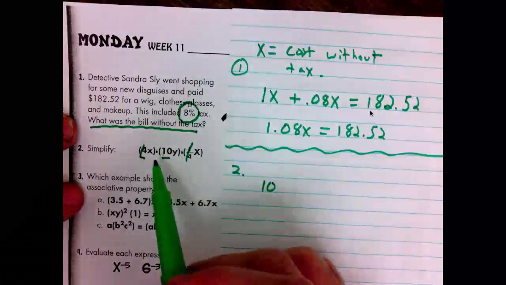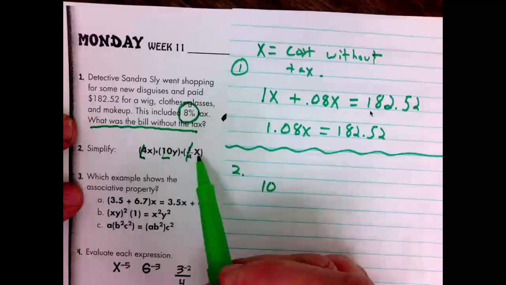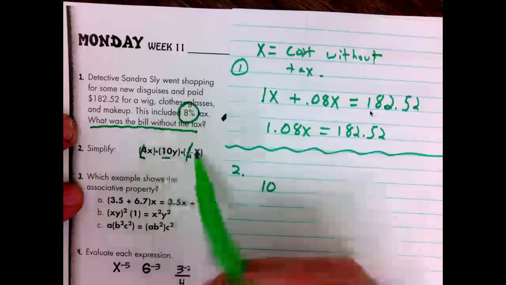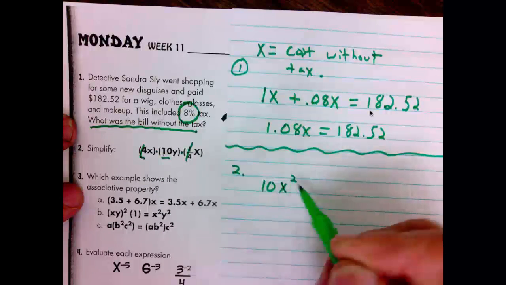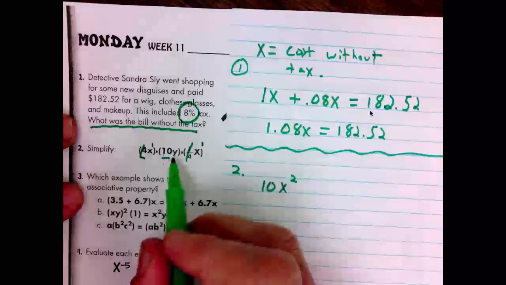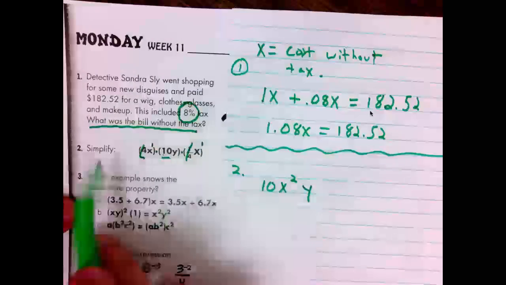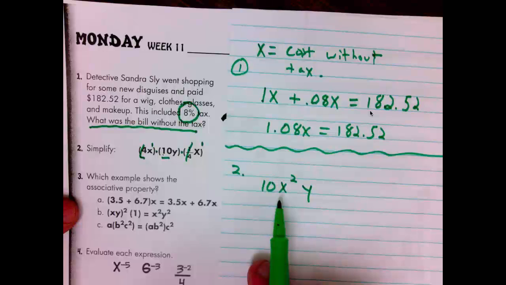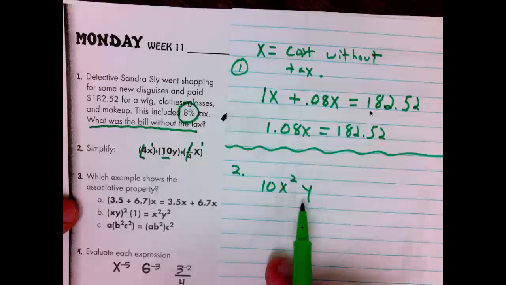Now the variables. This is a little x, and that's a capital X. I think they mean them to be the same. X times x yields x squared. We simply add the exponents, 1 and 1, x to the 2. And then we have y. The product of those three terms is 10x squared times y.